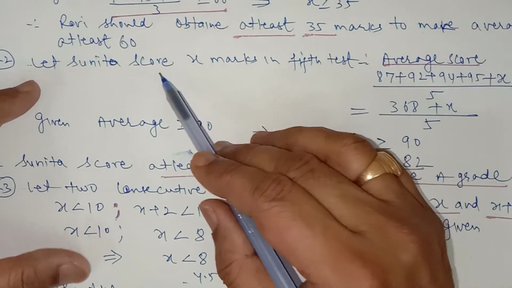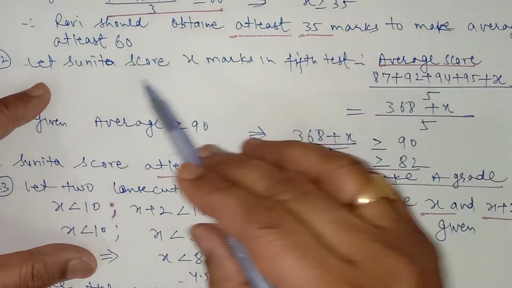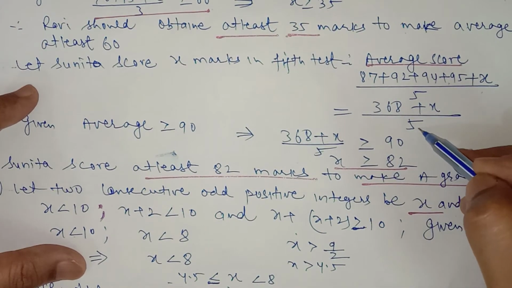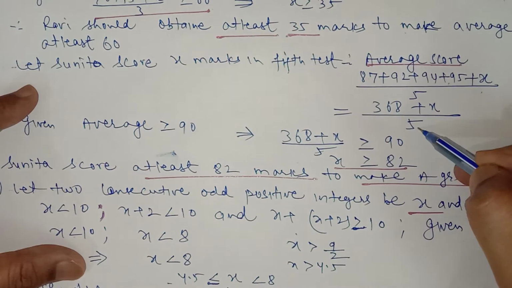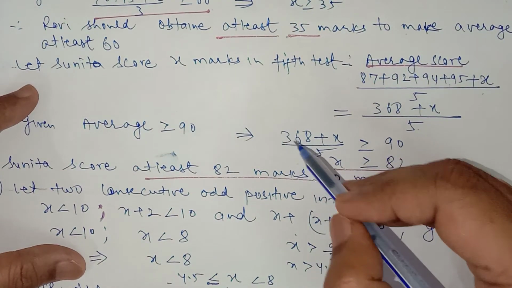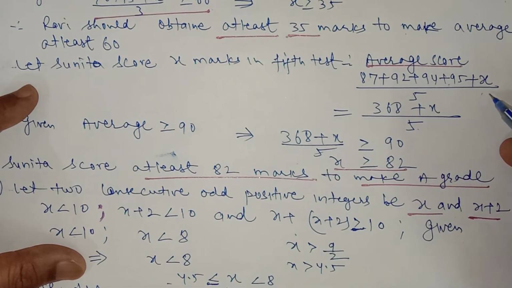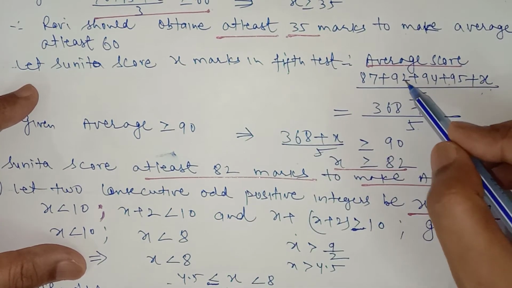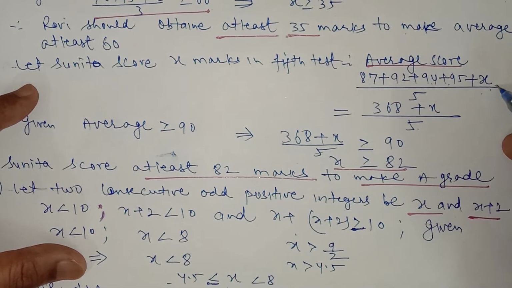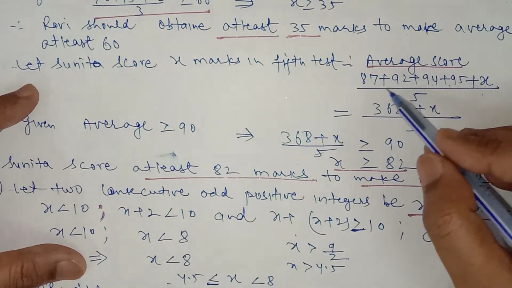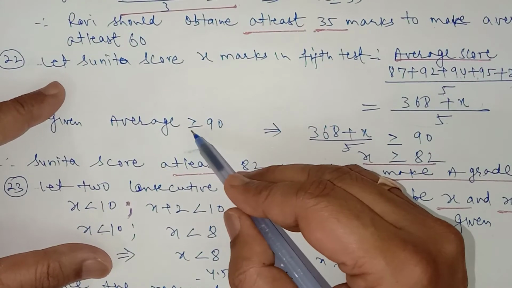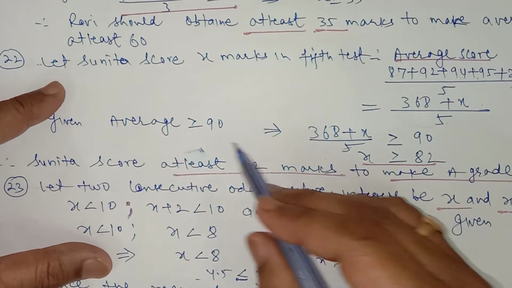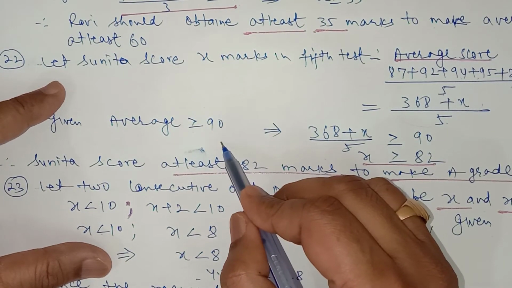Similarly, question number 22. There are 4 tests already given by Sunita. How many marks should she obtain in the 5th test so that she gets an A grade? And for the A grade, she should obtain an average of at least 90. So let the marks obtained in the 5th test be x. So the average of the 5 tests will be (87 plus 92 plus 94 plus 95 plus x) divided by 5. This average should be at least 90, greater than or equal to 90.